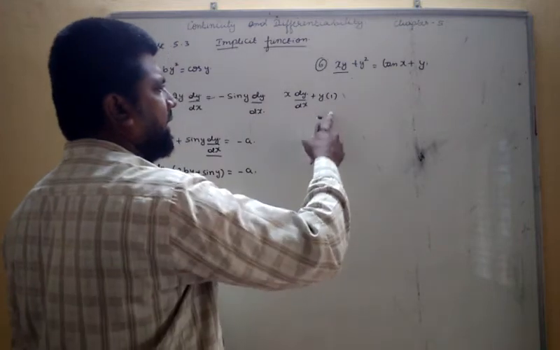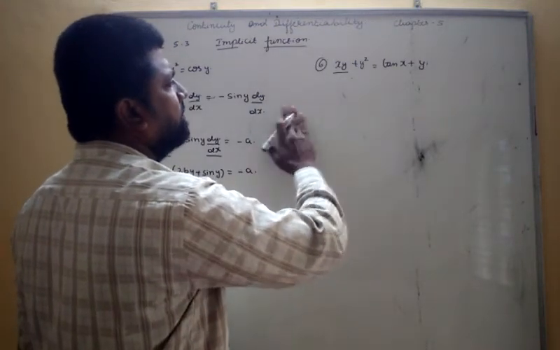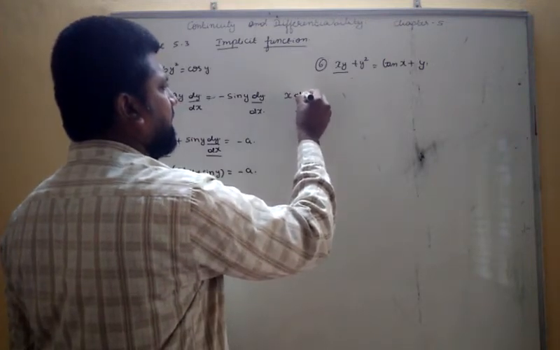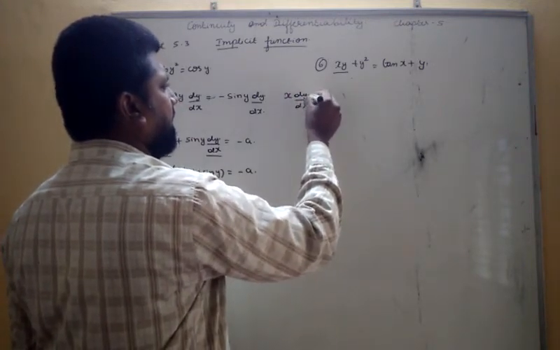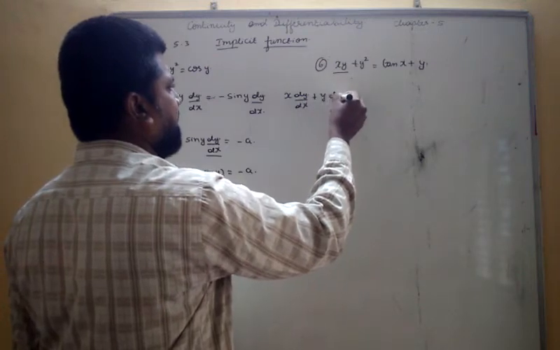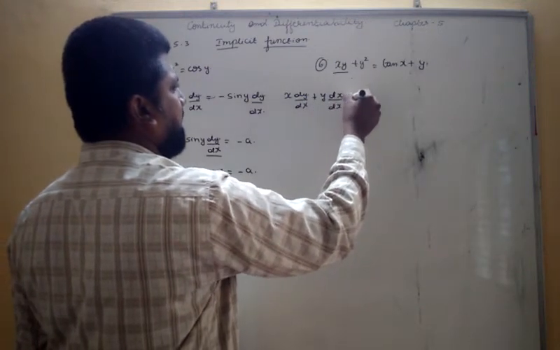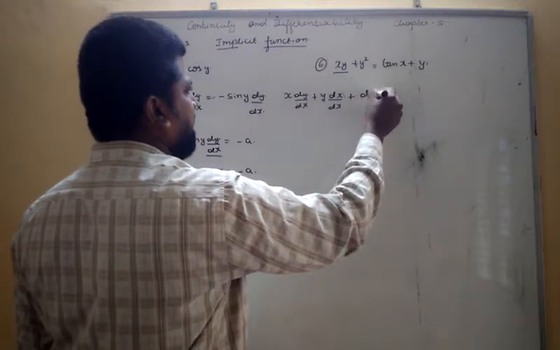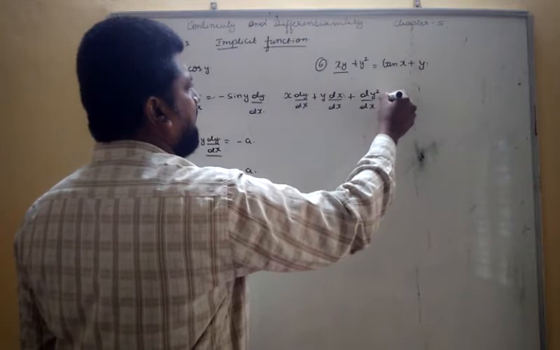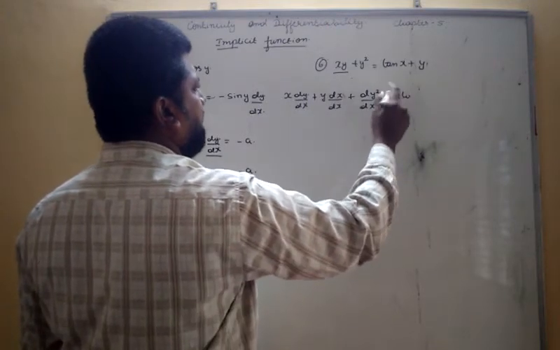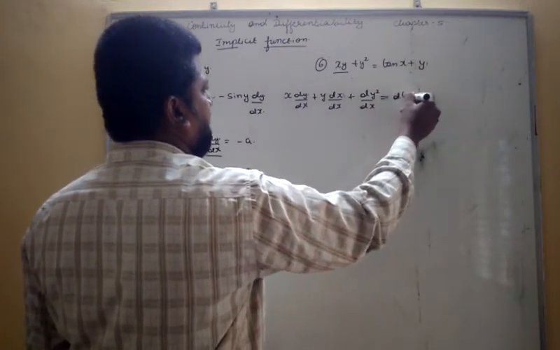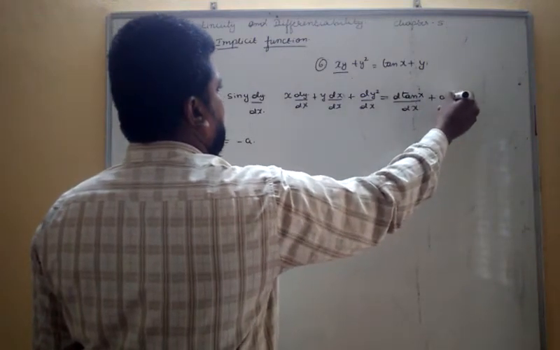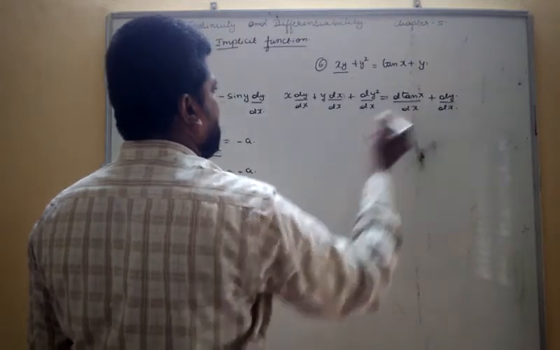So I have applied it directly, or you can write the formula. First function times differentiation of second function plus second function times differentiation of first function. Then plus y² differentiation, you can write d(y²)/dx. Then again differentiation of tan x plus differentiation of y. Differentiation of y is dy/dx only.